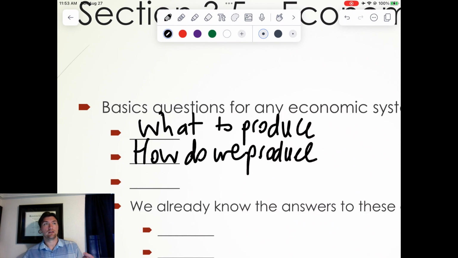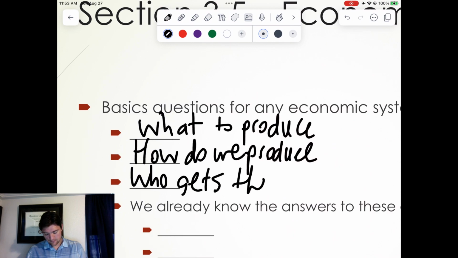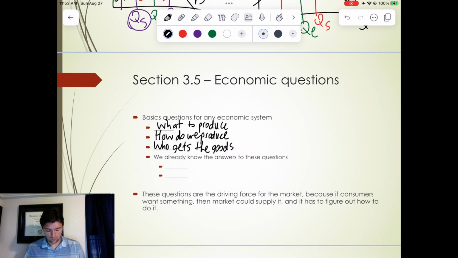And the next thing is, once we have rice in a bag, right? Who gets it? Who gets the goods? So those are the three questions right there. What, how, and who. Those are the three economic questions that we need to solve. We use the production possibilities to figure out the what and the how, and then we're going to use supply and demand to figure out who gets it.